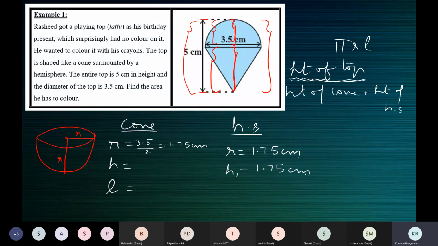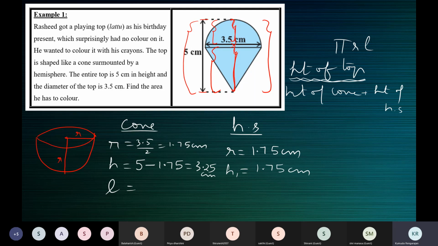1.75 centimeters. Now the total height 5 minus the hemispherical height will give you the conical height, correct? The total height minus the height of the hemisphere will be the conical height. So the total height of 5 centimeters minus the hemispherical height 1.75 is the conical height, 3.25 centimeters. Correct. Children, it's very easy. You all understand it clearly, right?